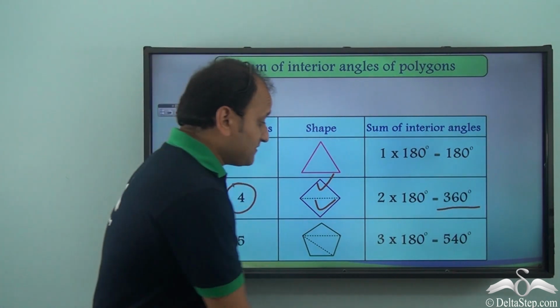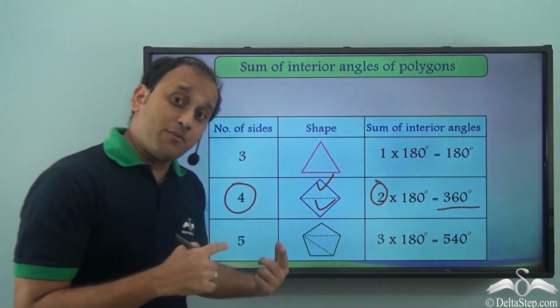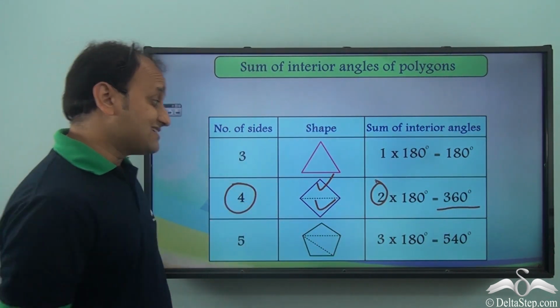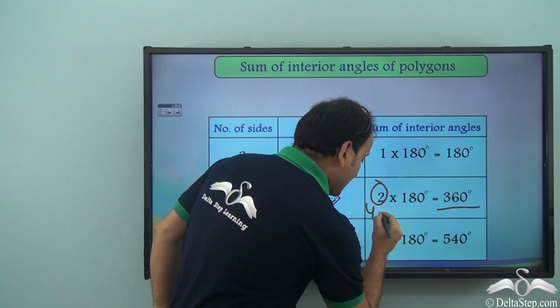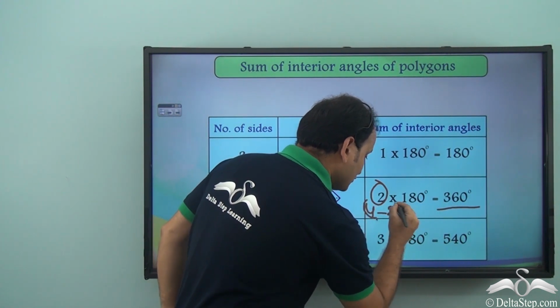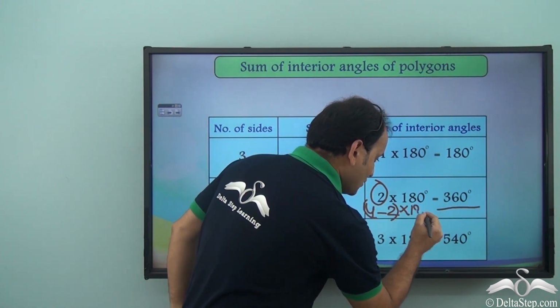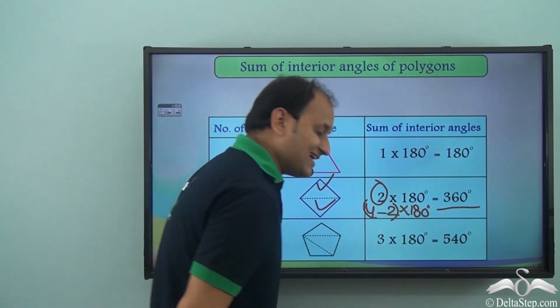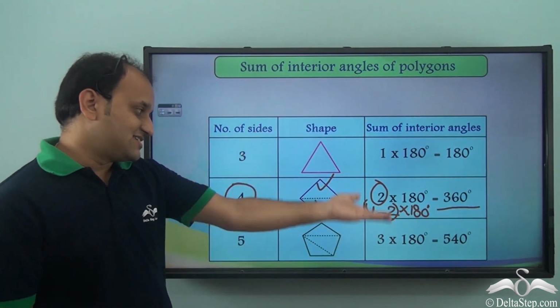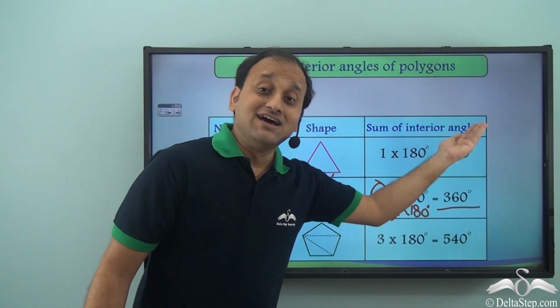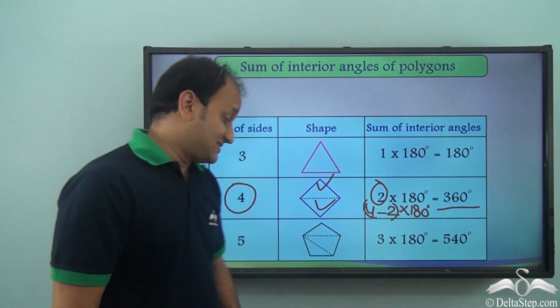Now, one point we need to notice is that the quadrilateral has 4 sides. So, can we represent this 2 in the form of 4? Can we write it as 4 minus 2 into 180 degrees? Yes, we can. And still we will have the same answer, that is 360 degrees.